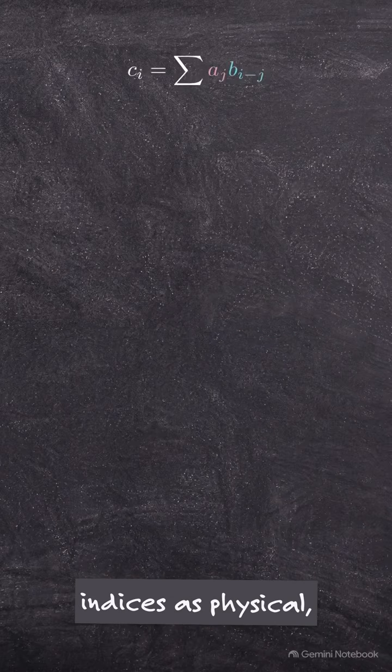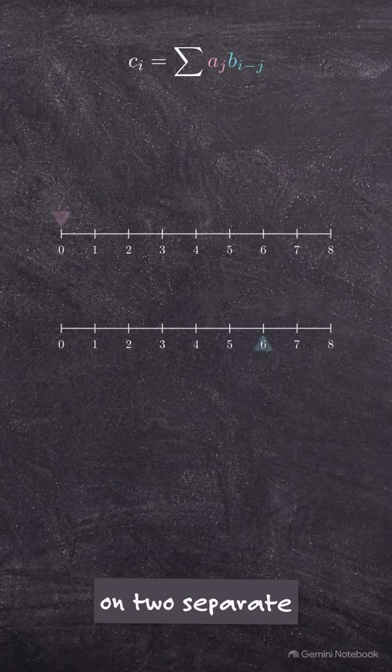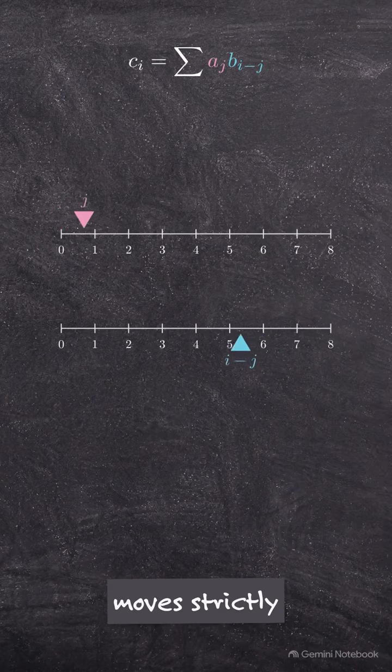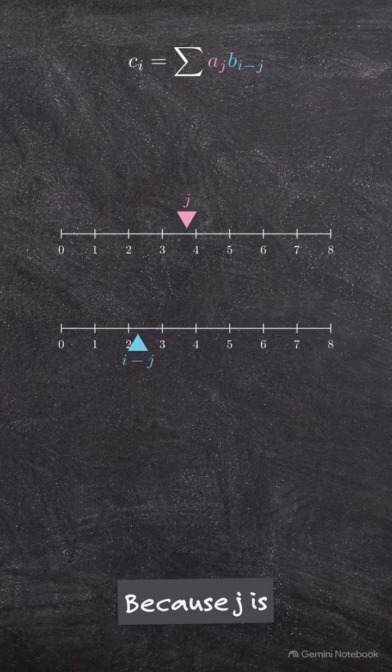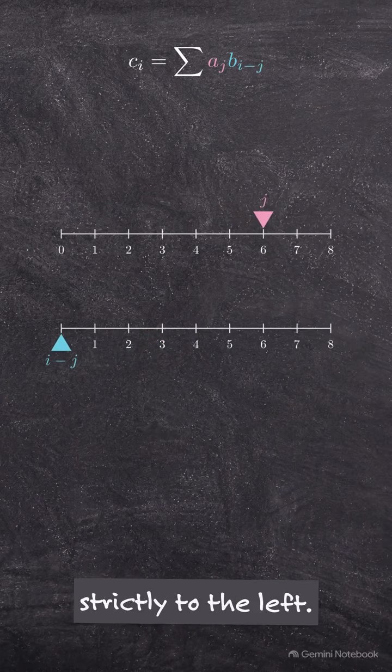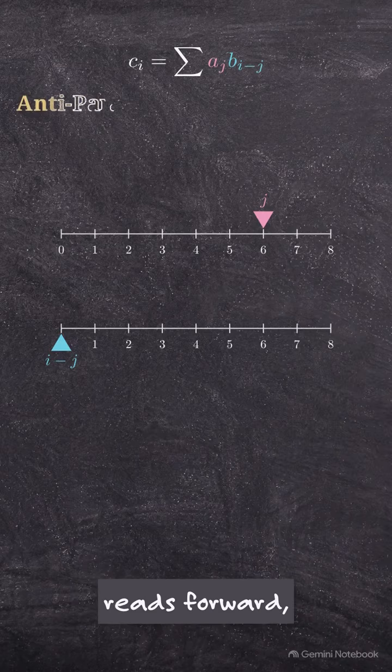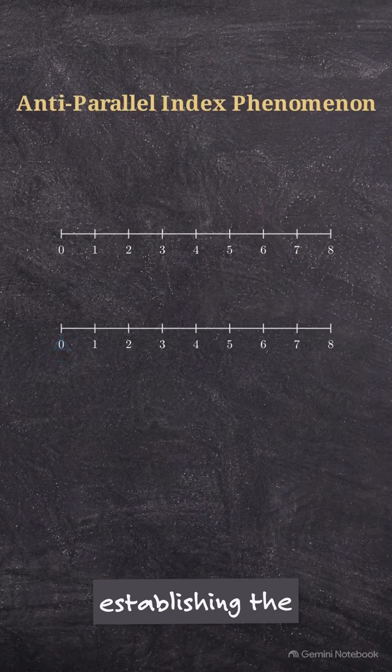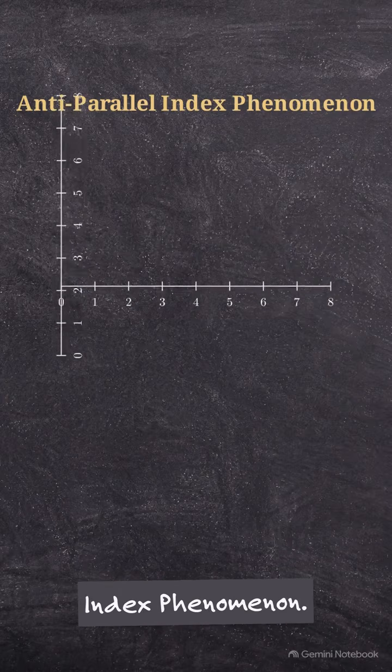Visualize the two indices as physical, glowing pointers on two separate number lines. Notice what happens as the summation index, j, steps forward. The top pointer moves strictly to the right. But look at the target index, I minus j. Because j is subtracted, as j increases, this pointer is forced to move strictly to the left. One pointer reads forward, while the other reads backward, establishing the anti-parallel index phenomenon.